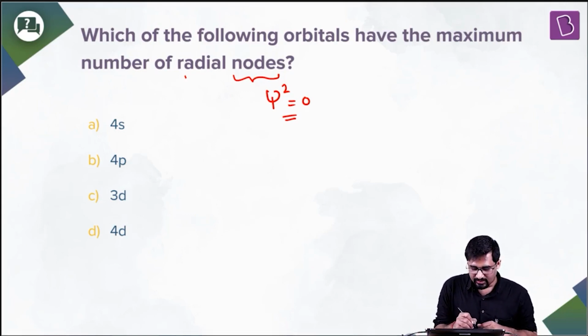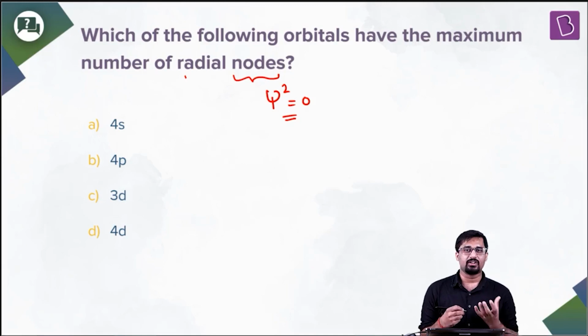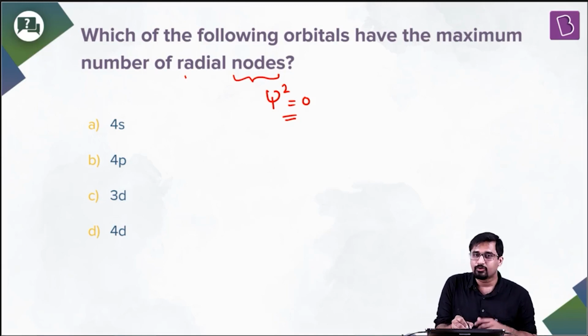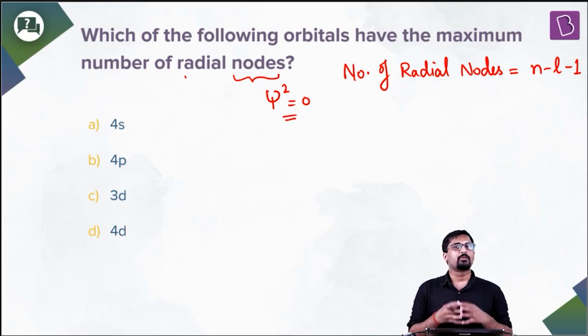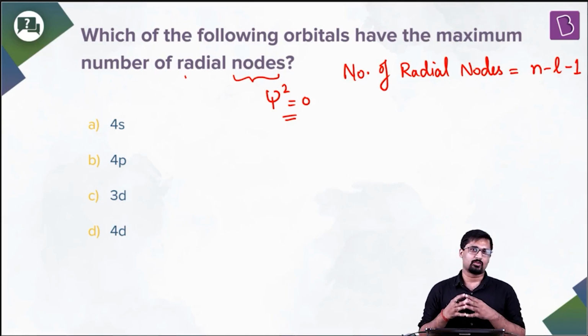And let me tell you, in order to calculate spherical node or radial node, you have to use this formula, that is number of radial nodes is equal to n minus l minus 1, wherein n is the principal quantum number, l is the azimuthal quantum number.